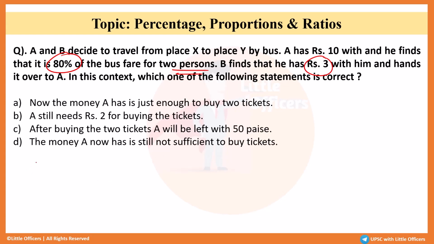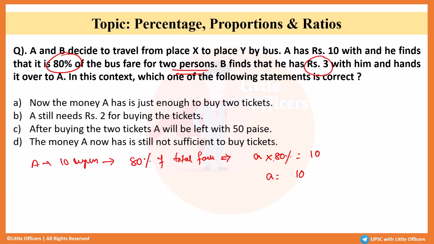Let's say A के पास कितना पैसे हैं? 10 रुपया है, 10 rupees. Now this 10 rupees is how much percentage? 80% of total fare. ठीक है? From here, can we calculate the total fare? Let's say A is the total fare. Then A into 80% is equal to 10 rupees. So A is equal to 10 rupees, ठीक है? Divided by 80%. 80% मतलब 80 divided by 100. तो यहाँ पर भेजेंगे तो it will be 100 divided by 80.